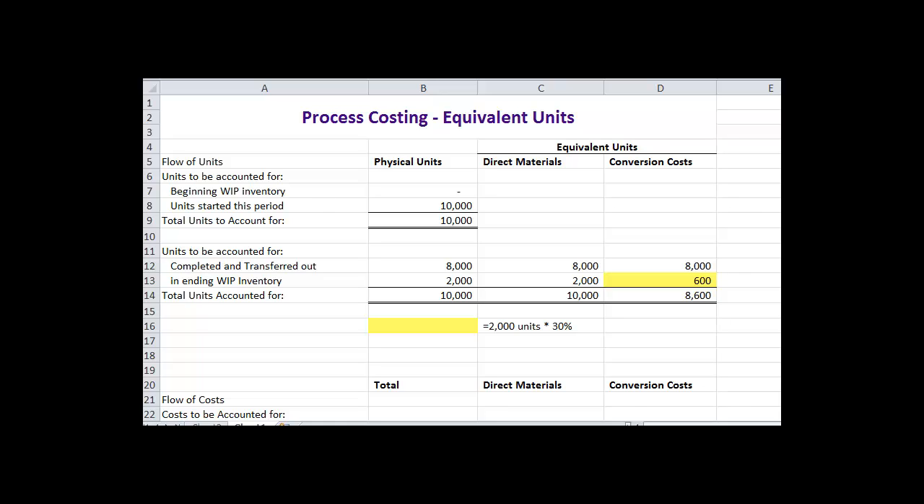Now we must compute the equivalent number of units produced for Company X. All direct materials had been added to each unit still in process, and only 30% of conversion costs had been incurred. Equivalent units for direct materials totaled 10,000 units. Equivalent units for conversion cost totaled 8,600 units. This is calculated by 8,000 completed and transferred to finished goods plus 600 remaining in work in process. 600 comes by multiplying 2,000 units times 30%.